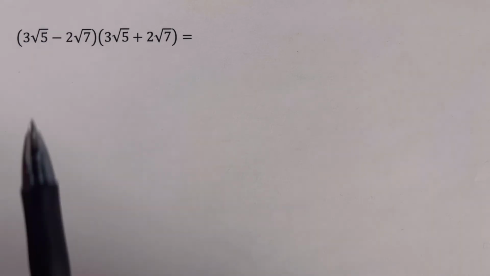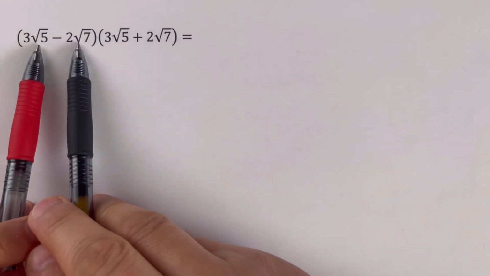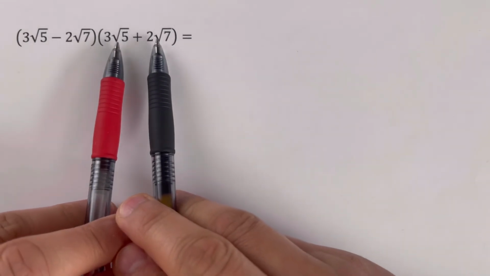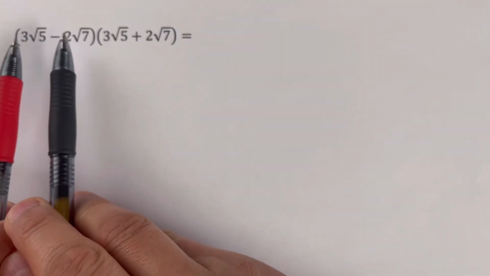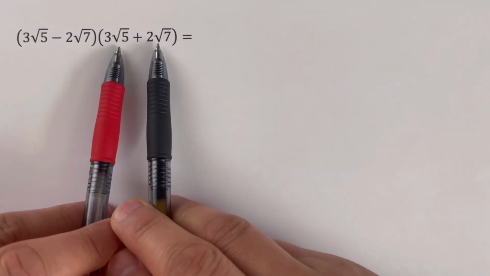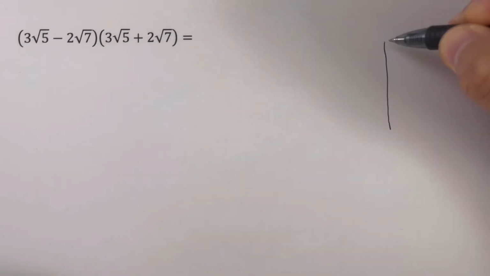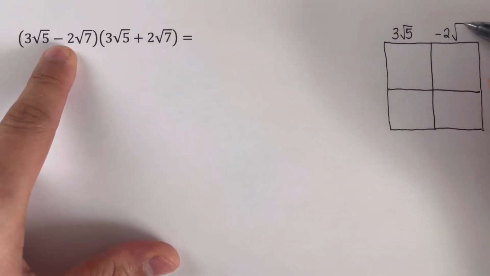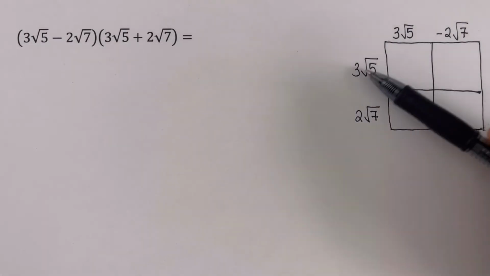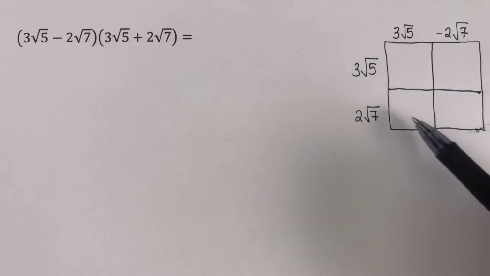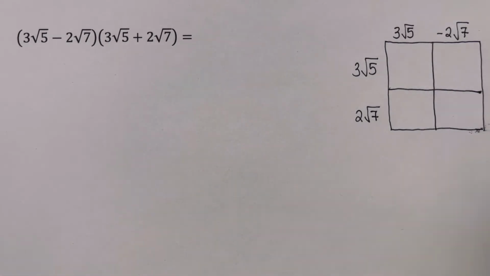Okay, so let's go over the problem here. In this case, we have two terms inside the first parentheses, and we also have two terms inside the second parentheses. So we can say that the dimension of the table that we're going to create would be a 2 by 2 box. So I'm going to go ahead and draw that 2 by 2 box on the side right here. So what I would do next is to multiply each of the terms here so that we can fill this table in. So I'm going to go ahead and show the work down here.